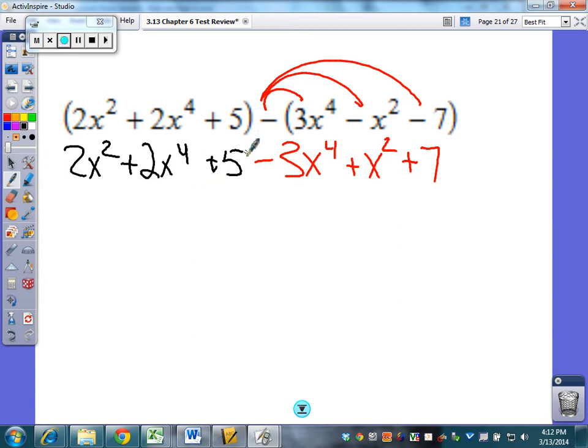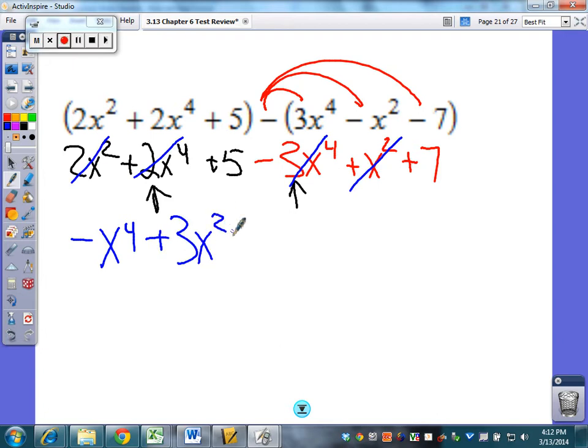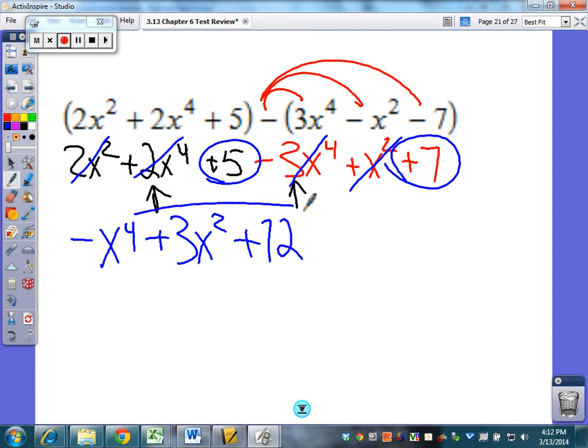So my like terms, I have a 2x to the 4th and a negative 3x to the 4th. So I have a negative x to the 4th. We can cancel these out. We have a 2x squared plus an x squared, which gives me a 3x squared. And then we have a 5 and a 7, which is plus 12. That's my answer.